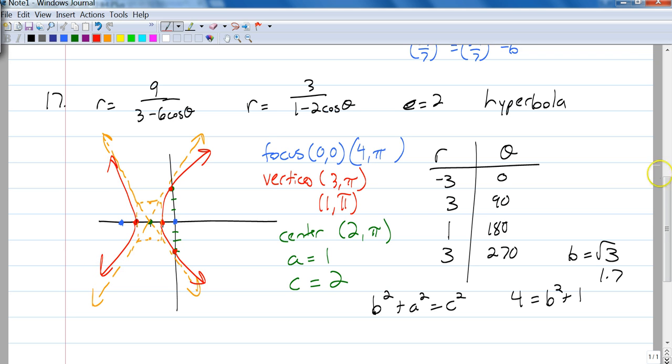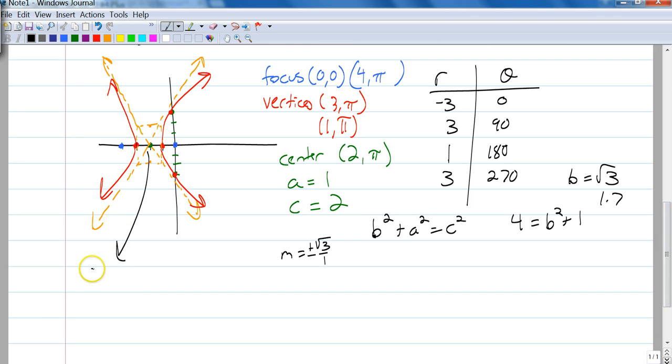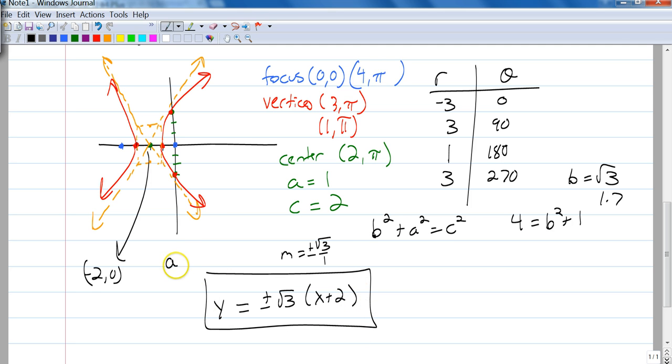And the last thing I need are my asymptote equations, which is the slope, which is rise over run. The rise in this case is the b value, or root 3. The run is 1. So my slope for my equation is root 3 over 1, plus or minus. And then the center, and I want this in rectangular. This rectangular coordinate is at -2, 0. So that means that if I do point slope form, it's y minus 0, or y, equals plus or minus root 3 times x plus 2. And these are the asymptote equations.